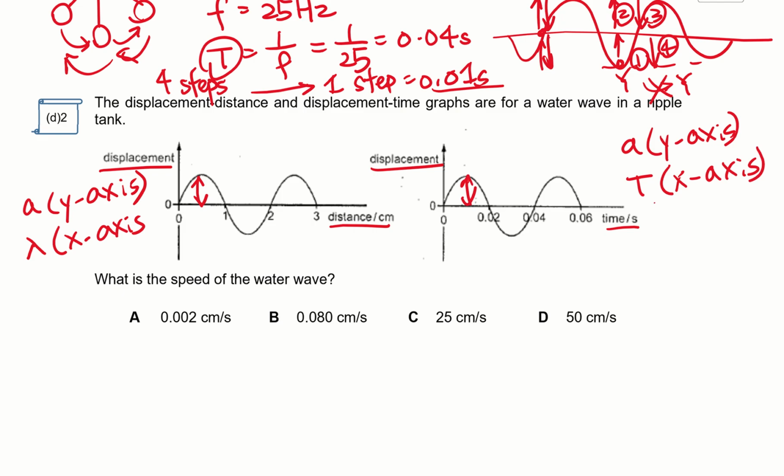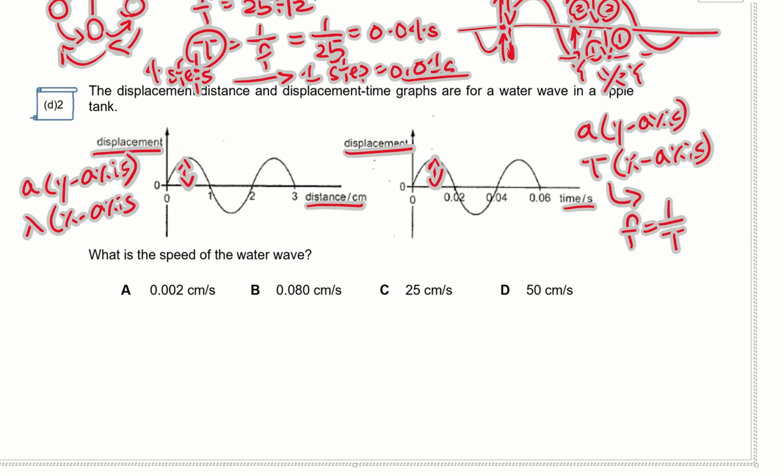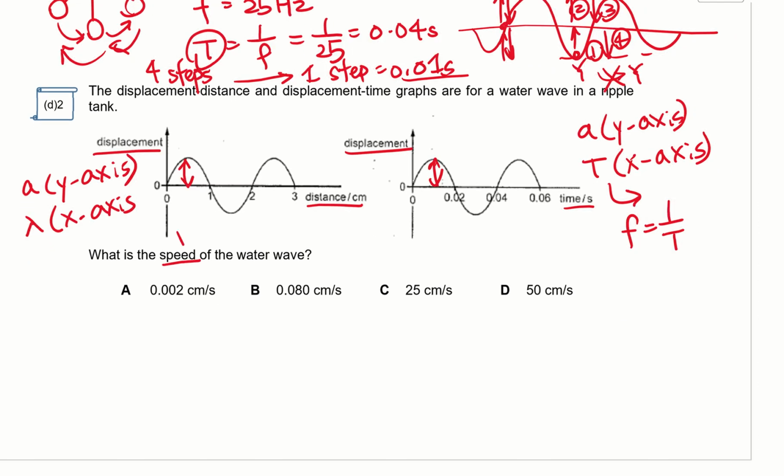Okay, and if I have the period, I can then get my f because it is 1 over T, right? And true enough, they are asking us to find the speed, which is v. So the formula is v equals f lambda. I can get lambda from my d-d graph. I can get frequency from my d-t graph if I know the period.